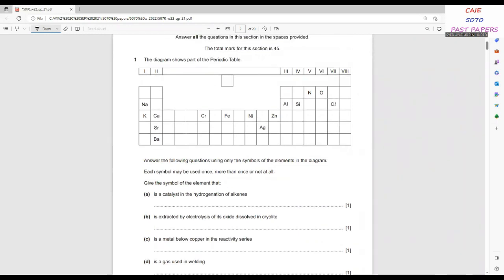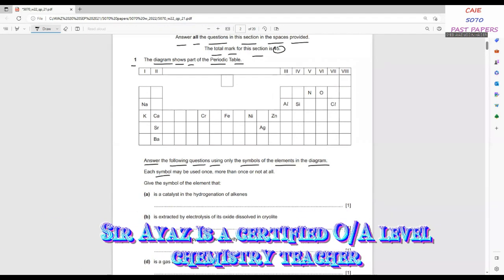Let's continue the paper. Section A, answer all the questions in this section in the spaces provided. The total mark for this section is 45. Question number 1. The diagram shows part of the periodic table. Answer the following questions using only the symbols of the elements in the diagram. Each symbol may be used once, more than once, or not at all.